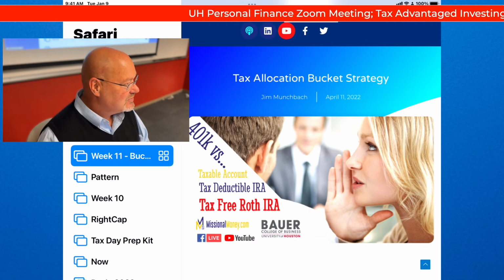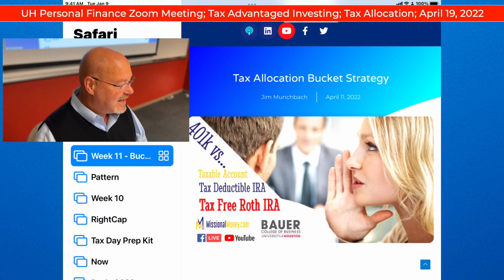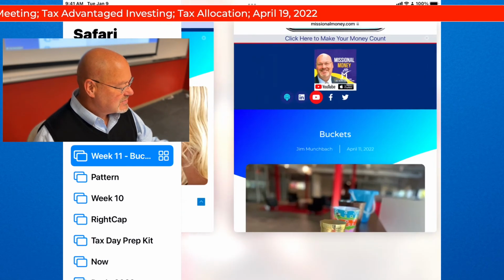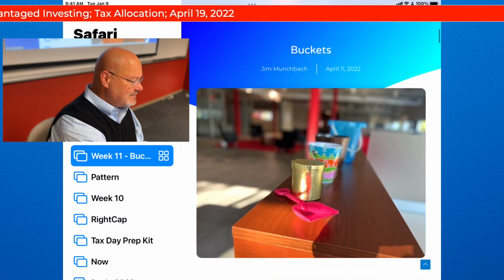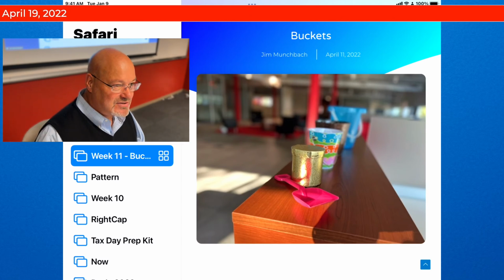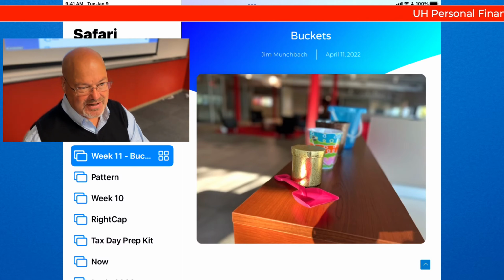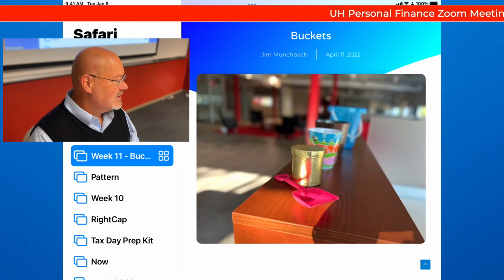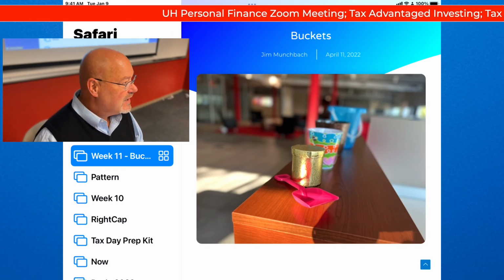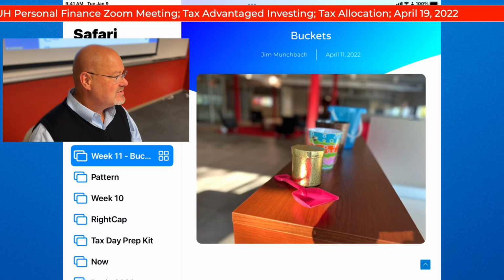Now let's jump into today's lesson. And today's lesson is really about what I call tax allocation, a bucket strategy, and I want to show you why I call it the bucket strategy. I've been teaching this from the very beginning because I think in terms of buckets. So I'm going to teach you about some buckets. When I talk about tax advantaged investing, it's all about types of accounts. That's what you're going to learn this week in the homework that you do. You're going to learn about these different types of accounts, and I'm going to use buckets to illustrate it.